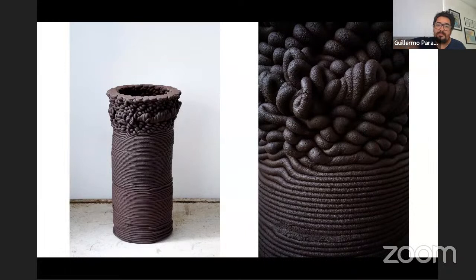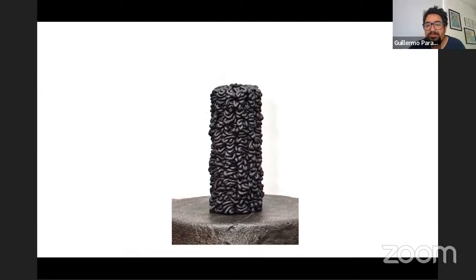This one was the first dysgraphia controlled in the volcanic stone. And this one was totally dysgraphia, but also controlled in a way. You can see some geometries you can find. Even though it's a simple cylinder, there is something that you can find. There is a kind of order.